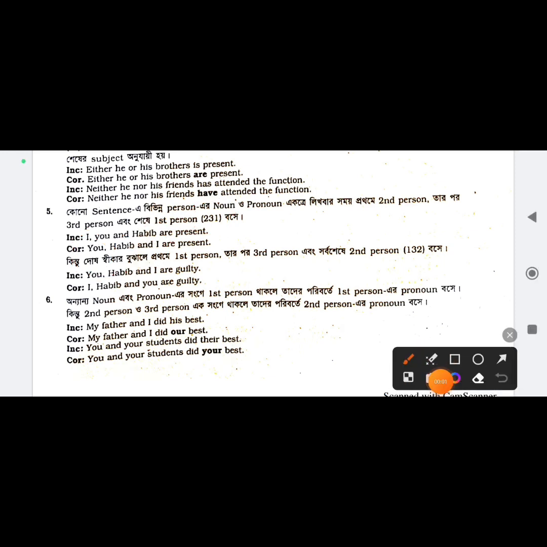In rule 5, we can see that if in a sentence the persons are written in a rearranged way, like I, you and Habib, then I is the first person, you is the second person, Habib is the third person. But as a rule, we need to write the second person first, then the third person, then the first person. So that is why you, Habib and I are present.